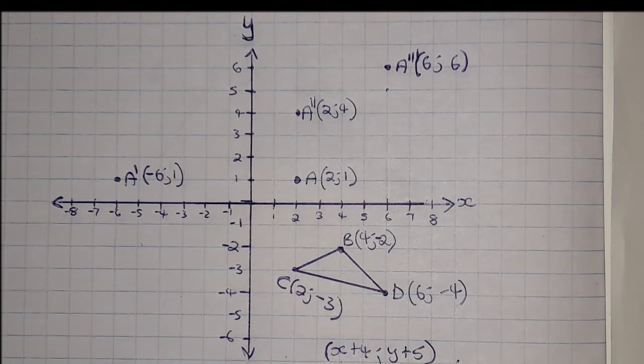X plus 4 and y plus 5. That's how we do translations horizontally and vertically. Now, I have a little task for you.